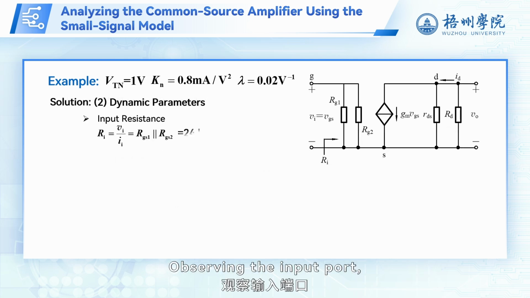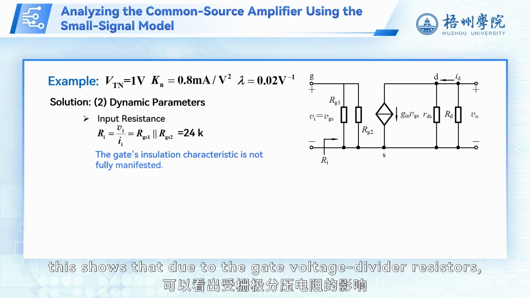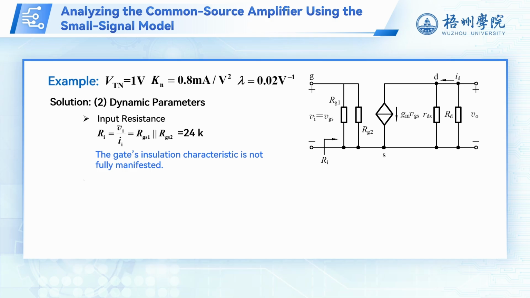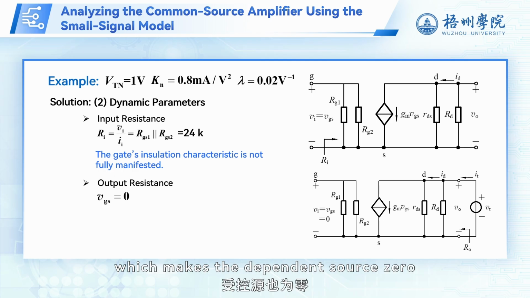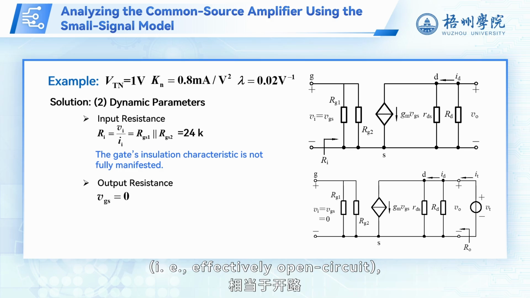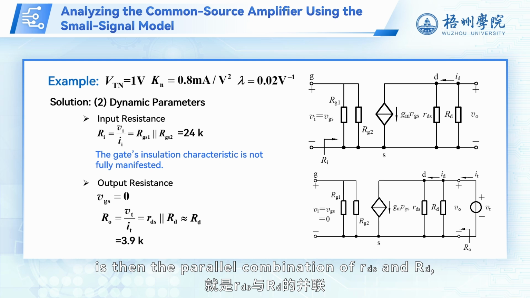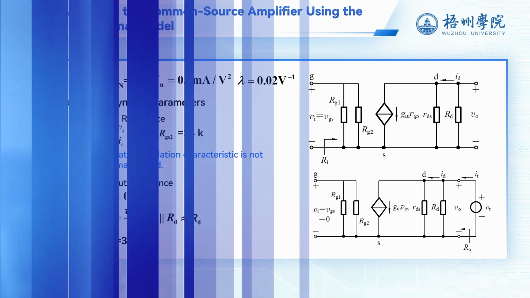Observing the input port, the input resistance is simply the parallel combination of R_G1 and R_G2. This shows that due to the gate voltage divider resistors, the amplifier's input resistance is no longer infinite. To find the output resistance, we short v_i so that v_gs equals 0, which makes the dependent source 0, i.e. effectively open circuit, and the output resistance is then the parallel combination of r_ds and R_d, approximately 3.9 k ohms.